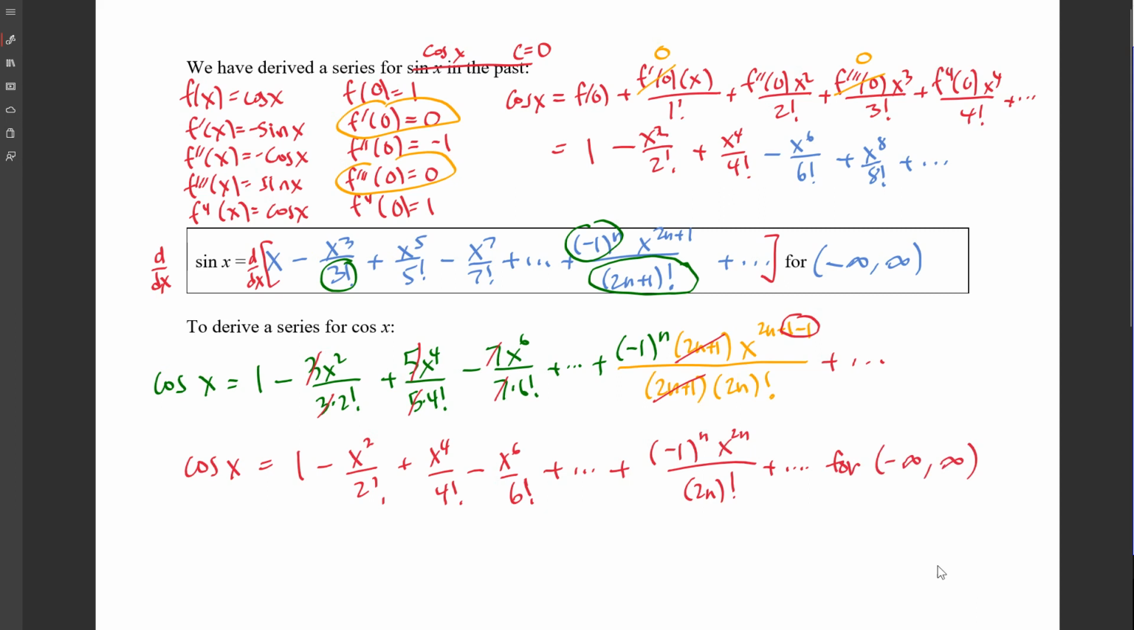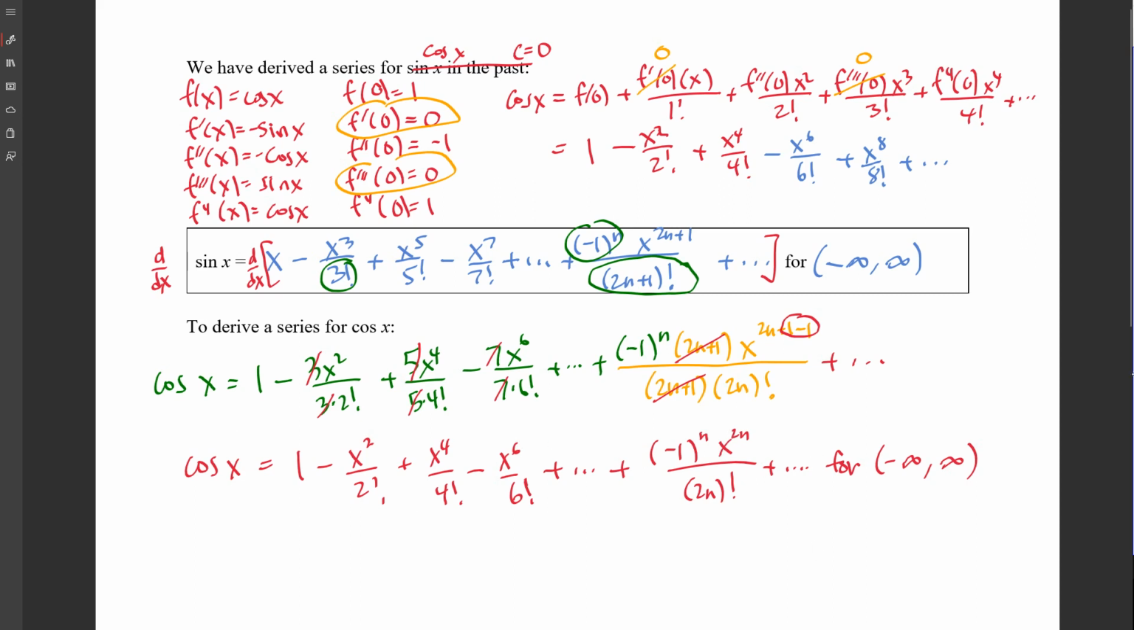All right, so I've developed the formula for cosine here. You need to memorize the formula for sine x. You need to memorize the formula for cosine x, the Taylor series formula, and also for e to the x. Those are things that people just know. The general formula also is something that you should memorize.